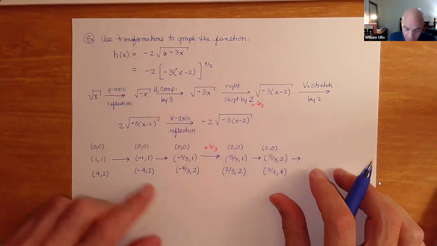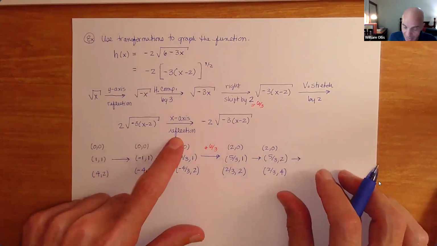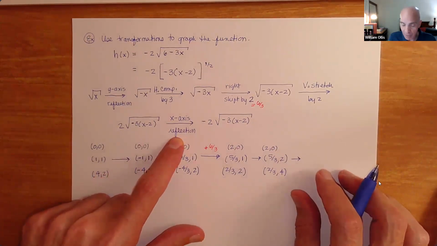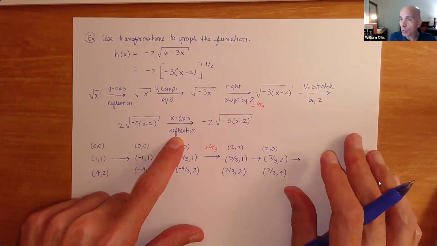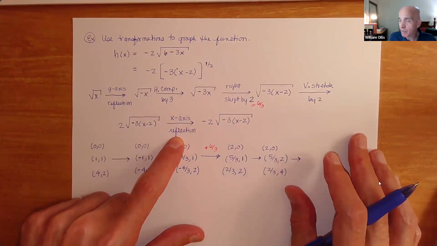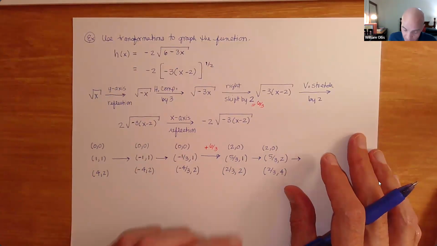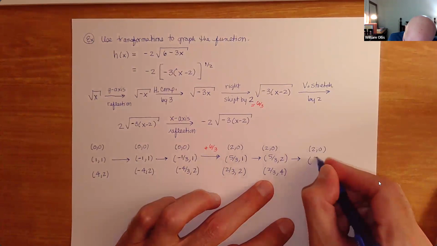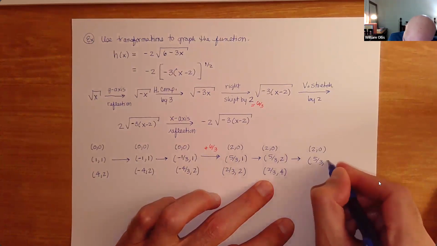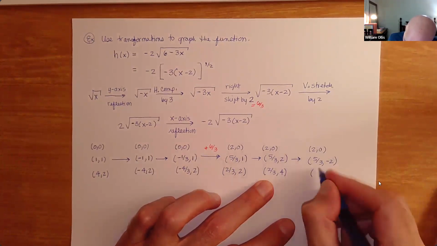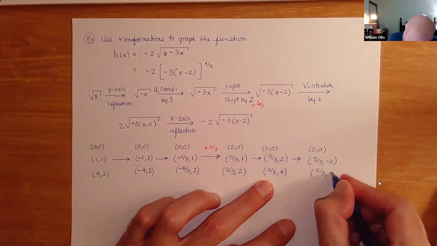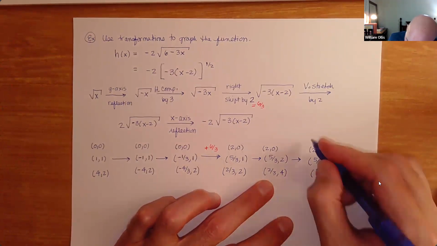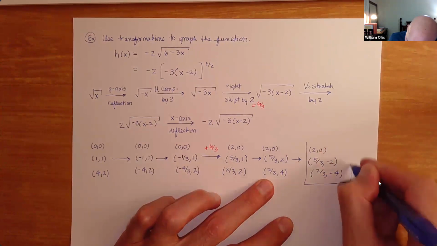Let's keep going. The last one is the x-axis reflection. So we just multiply all of the y coordinates by -1, or they all get an additive inverse. So we get 2, 0, 5/3, -2, and 2/3, -4. And this gives us the new function right here.